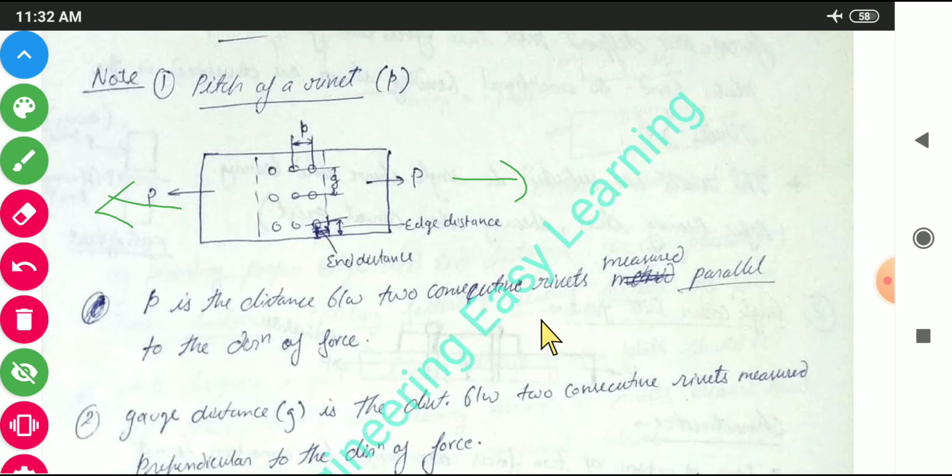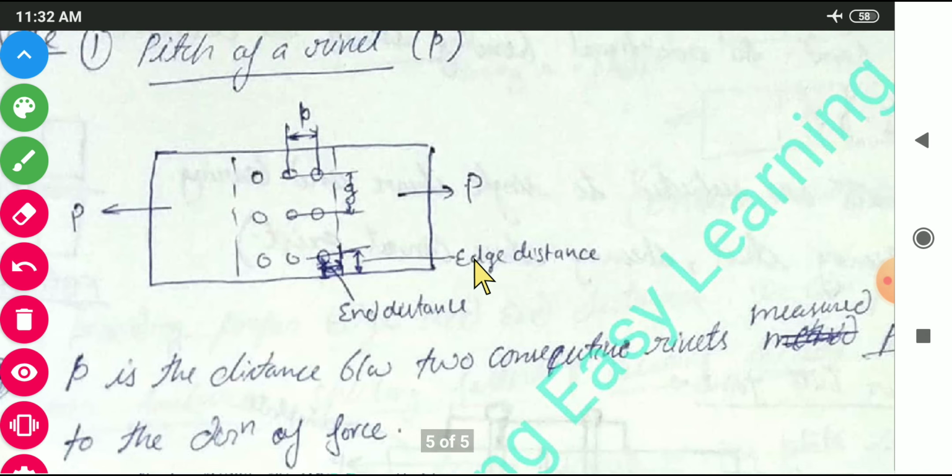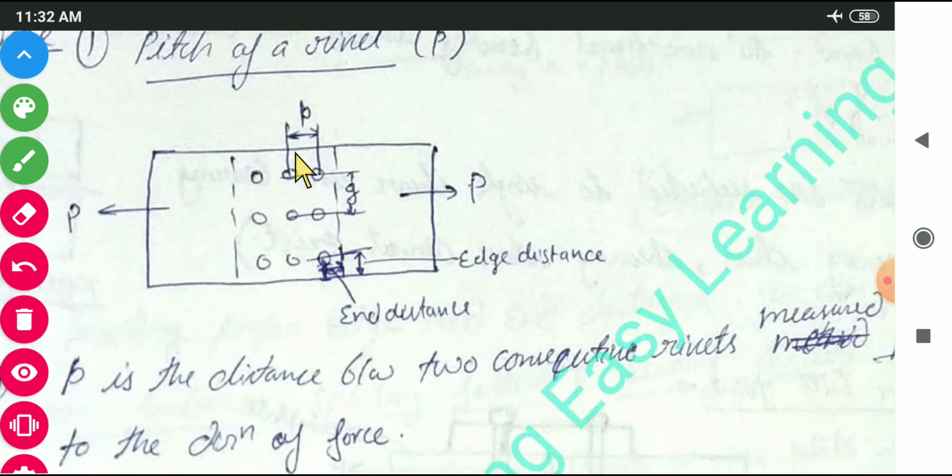See, there are two plates which are kept one upon another, and they have been joined by using the rivets here. Fine. So this is one plate, this is another plate, and these are joined by using rivets. So what is pitch? This one is pitch. The distance between two consecutive rivets. This is pitch.